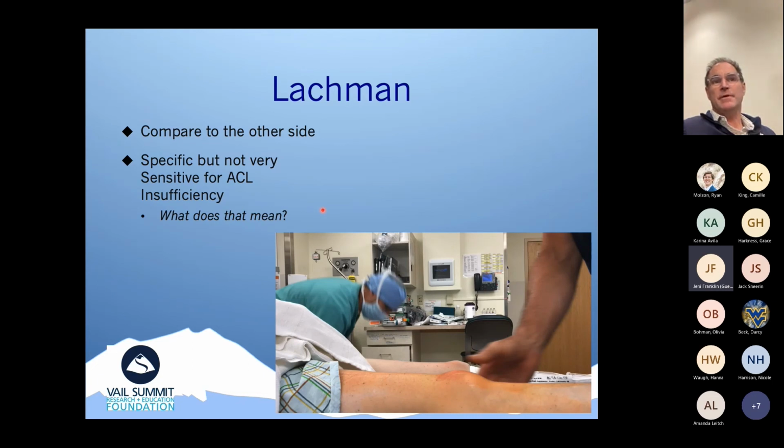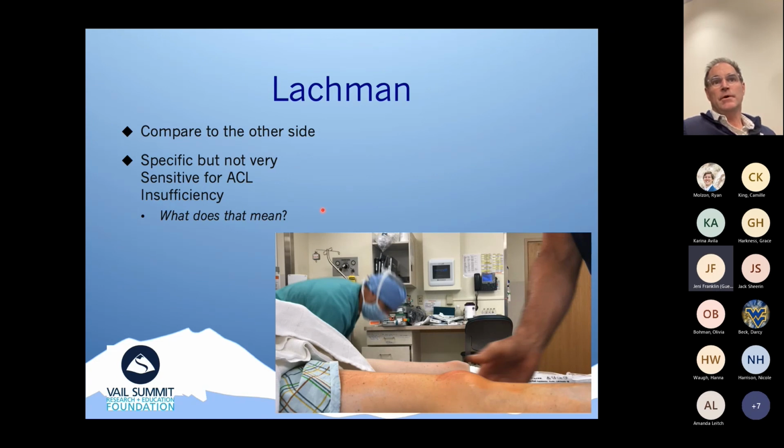A big effusion, they come in just tore their ligament 4 hours ago. May not even be guarding. You may be able to get them to relax, but a big swollen knee prevents it from translating. A bucket handle tear is just locking that knee down and you can't move it.